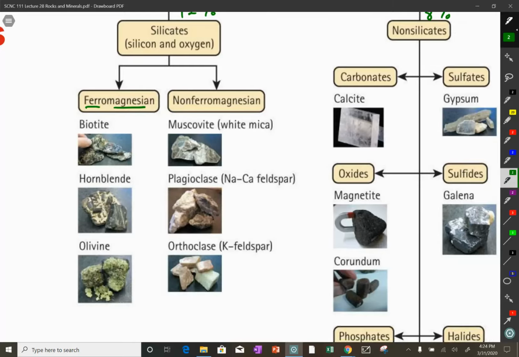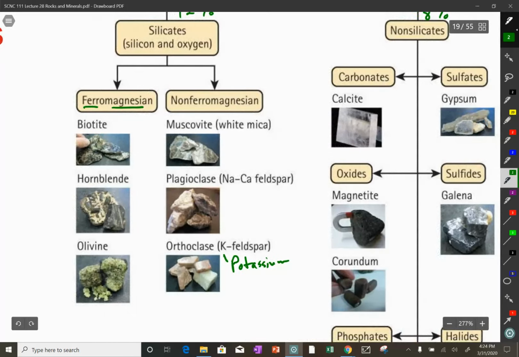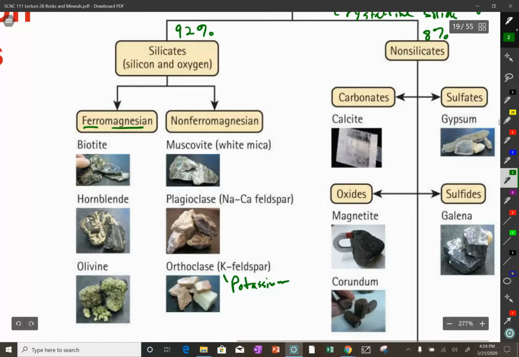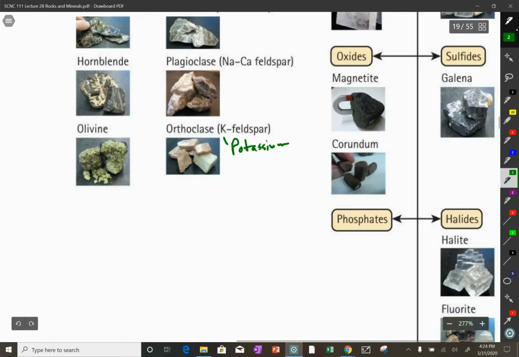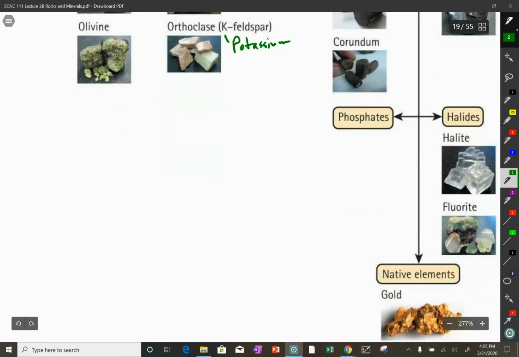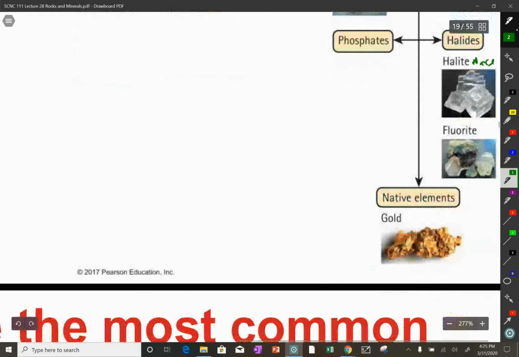And of those, here again, we have two types of feldspars, plagioclase and orthoclase. Orthoclase, potassium feldspar, and plagioclase, sodium calcium feldspar. Now, what if it's a non-silicate? We have the carbonates like calcite, or the sulfates like gypsum, or the oxides like magnetite or corundum, or excuse me, yeah, it is corundum. And the sulfides like the beautiful galena. The phosphates, I don't have an example here. The halides like halite and fluorite. And elemental things like gold.